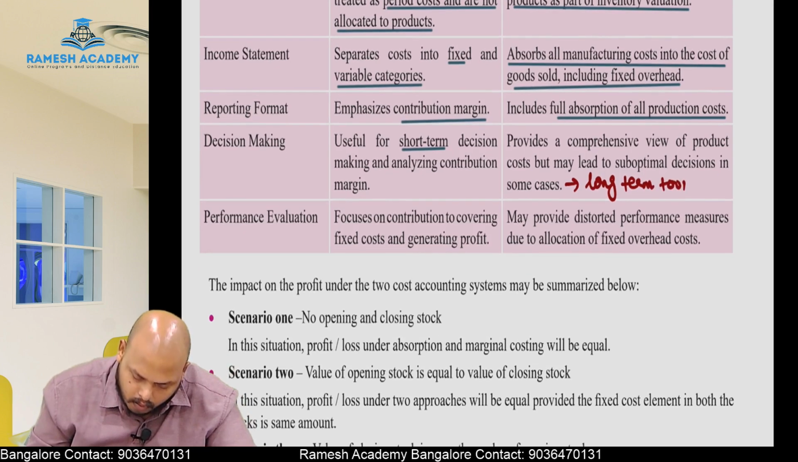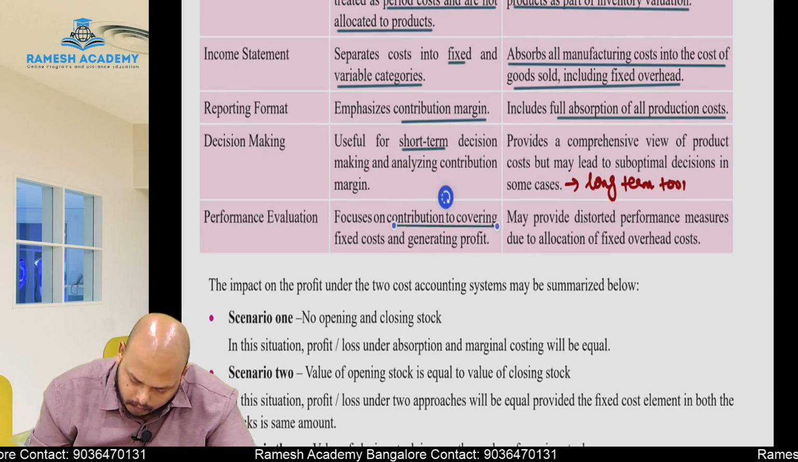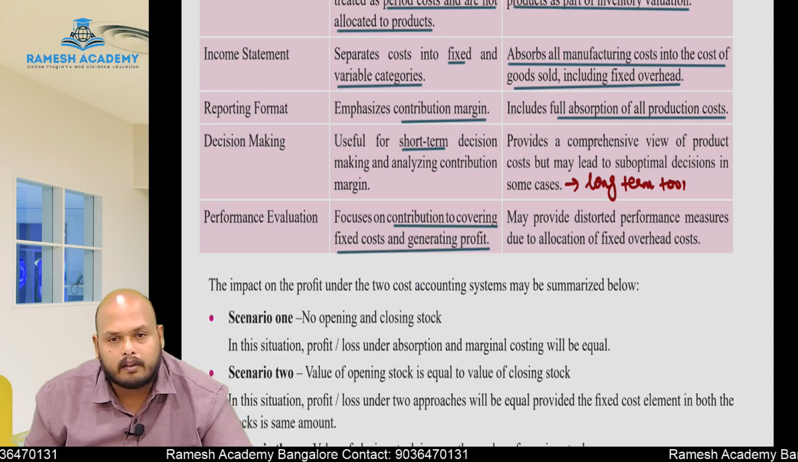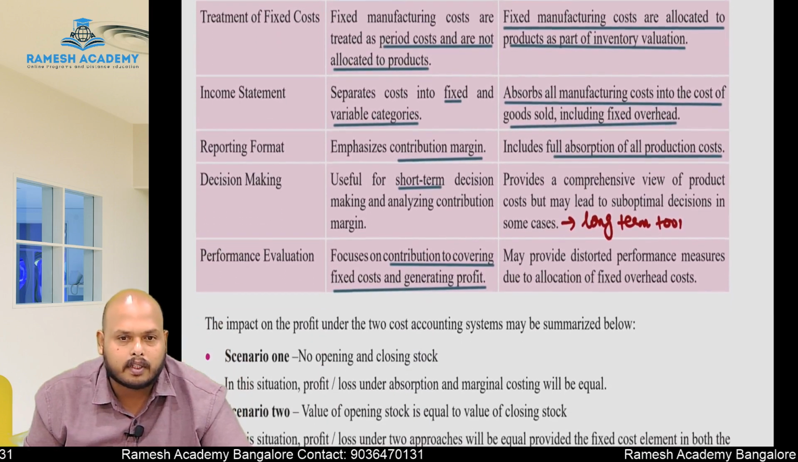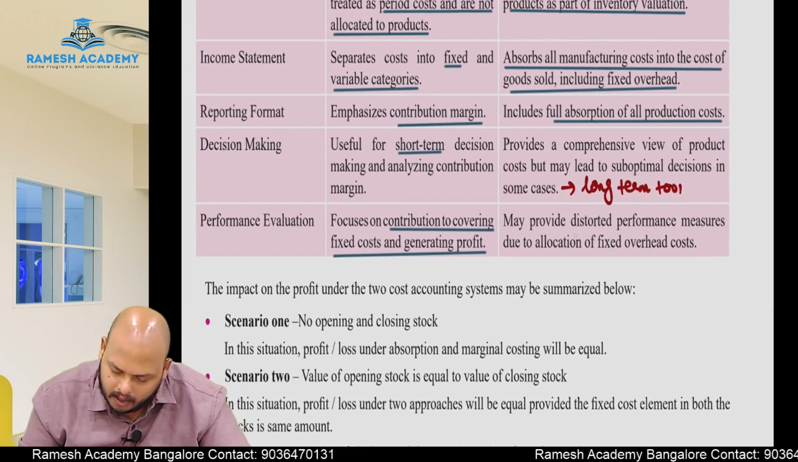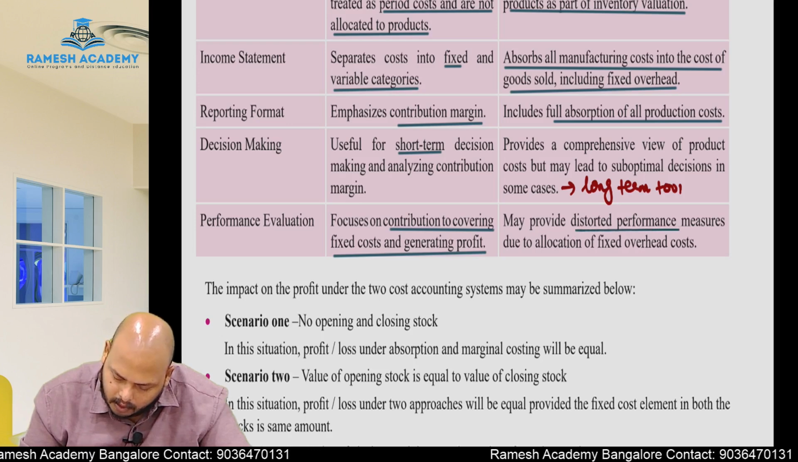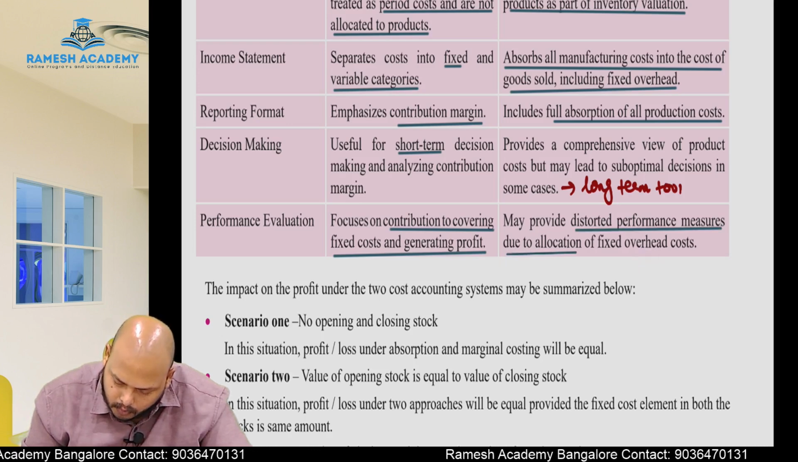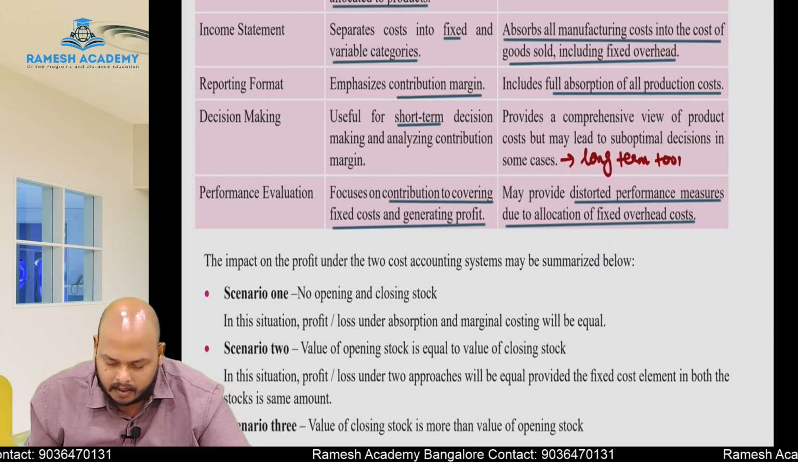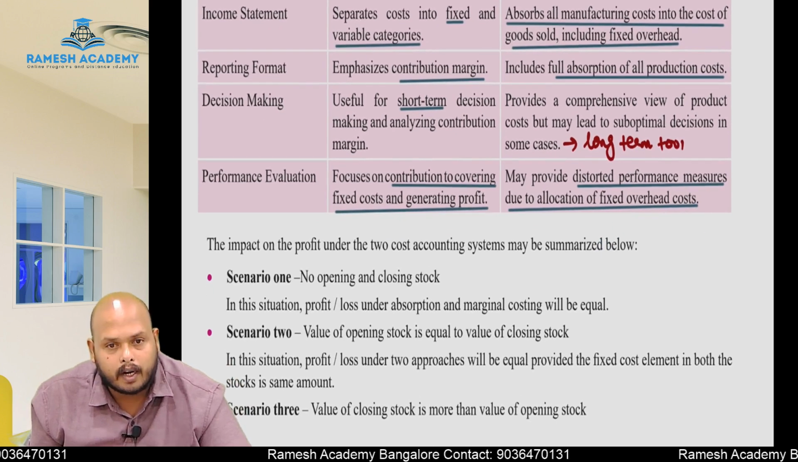Next, focus. In the case of marginal costing, the focus is mainly on contribution to cover the fixed cost and generate profit. Absorption costing may provide distorted performance measures due to allocation of fixed overhead cost.